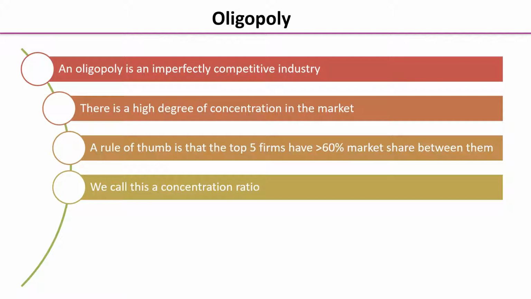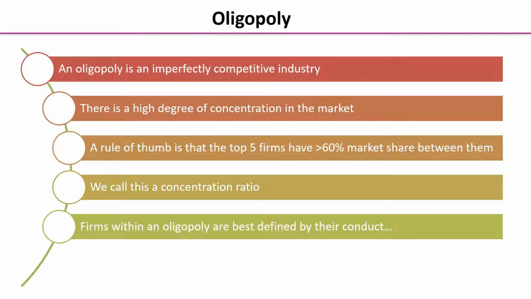In fact, you can measure that, and we call it a concentration ratio. That's a measure of the percentage market share between the top small number of businesses in a market. In this case, we'd have the 5 firm concentration ratio, but we might, if we just added up the market share of the top 4, call it a 4 firm concentration ratio. We could have a 3 firm concentration ratio, a 6 firm concentration ratio, whichever seems most appropriate to the market that you're looking at.